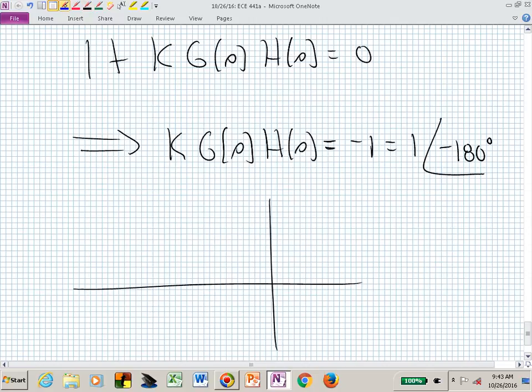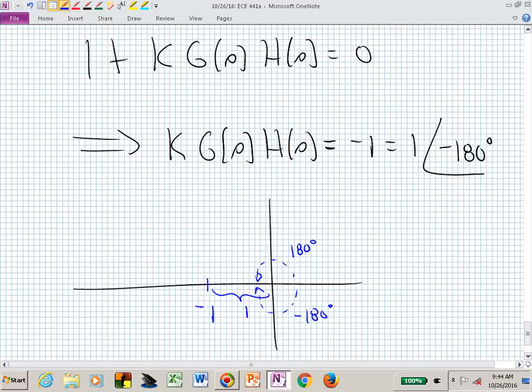So that we're now interested in this point minus 1, and we can get there via this distance of 1 and either going 180 degrees that way or minus 180 degrees that way. And the 2 conditions that we have then is that if we looked at the magnitude of the left-hand side, that must equal 1. So this K G of s H of s has a magnitude of 1, and what's the phase of that expression? Minus 180 degrees. Those are our 2 conditions that determine or impact all of our root locus design rules.